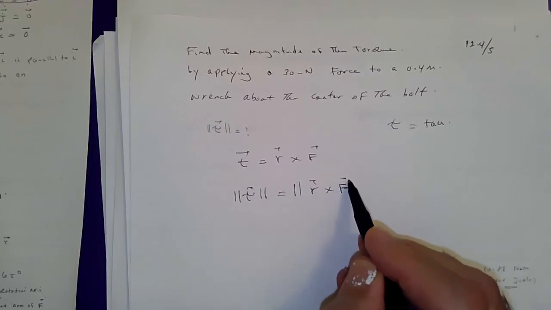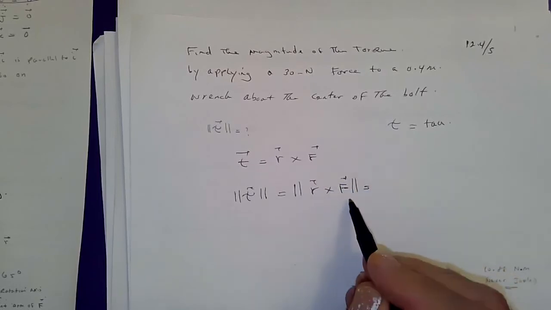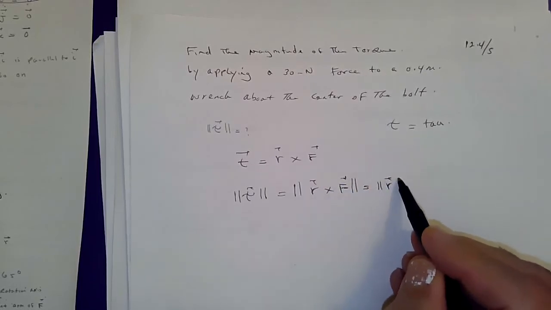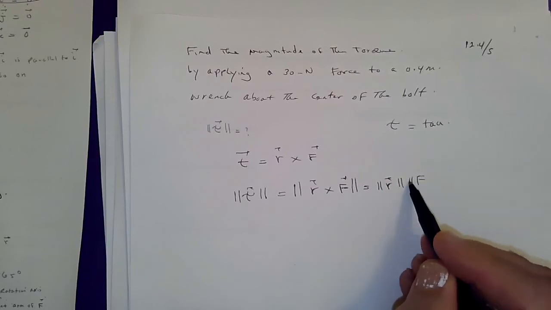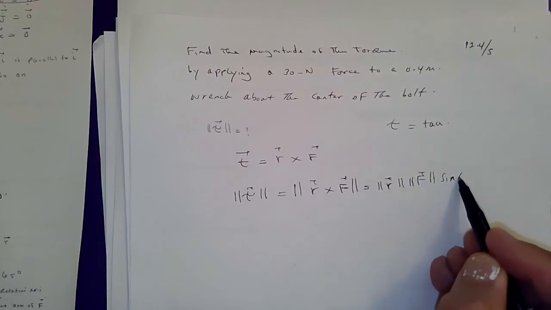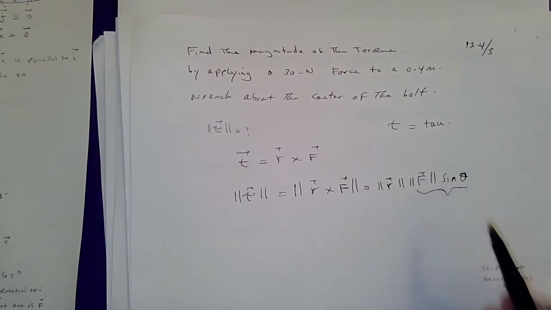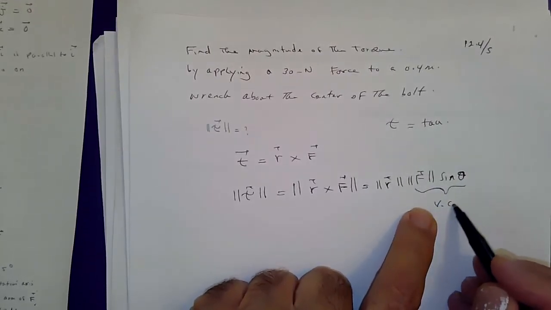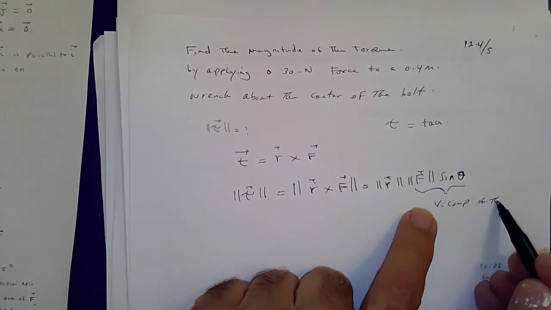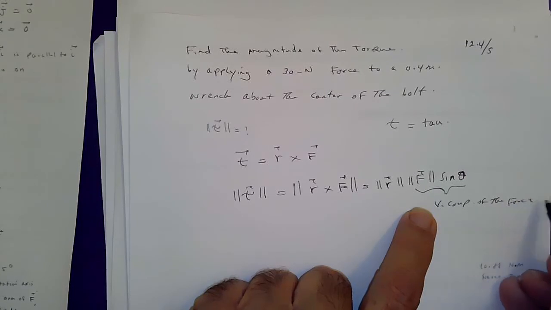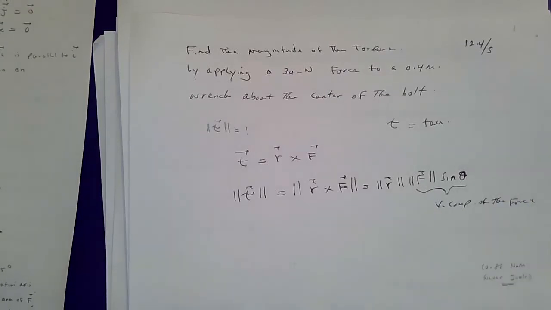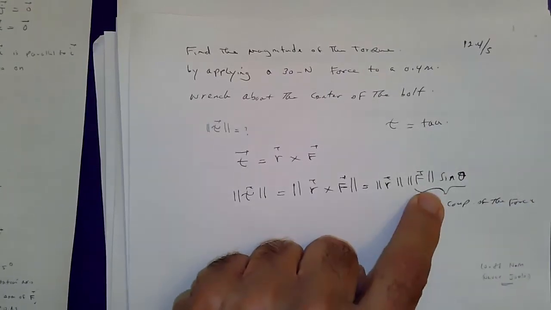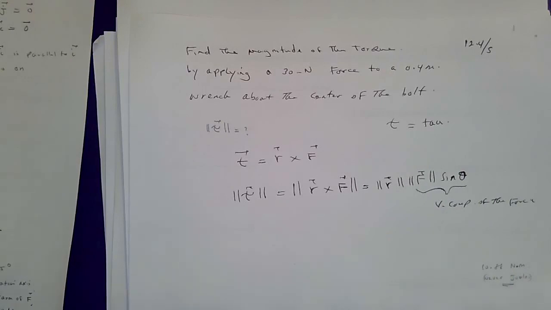So the magnitude of tau, which is the magnitude of the torque, is the magnitude of R cross F. But the magnitude of R cross F is the magnitude of R times the magnitude of F times the sine of theta. Remember, this is the vertical component of the force. The horizontal component has to do with motion, and the vertical component has to do with rotation, correct?